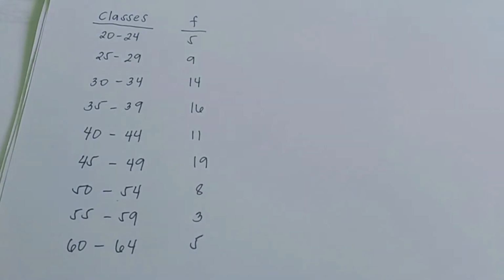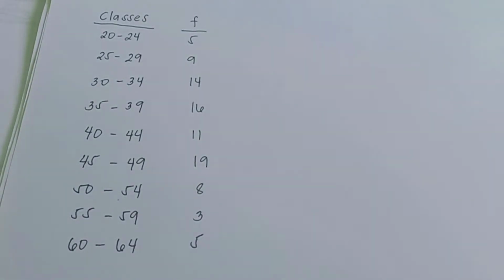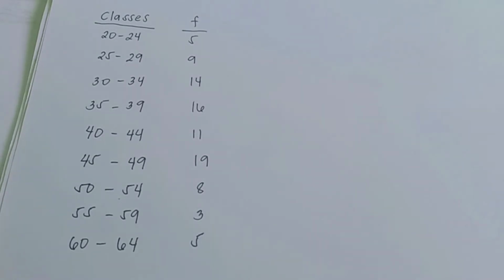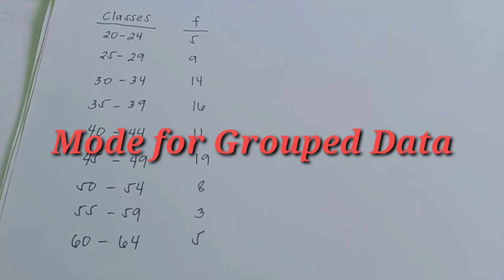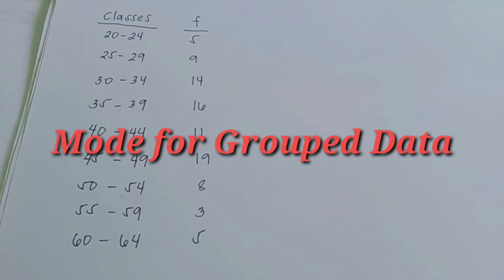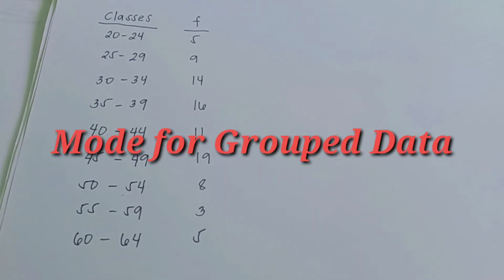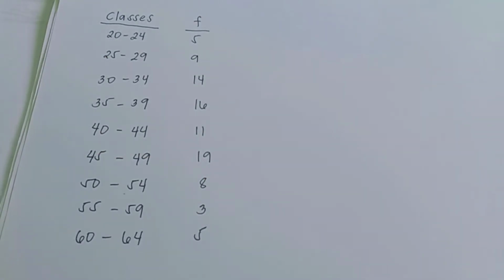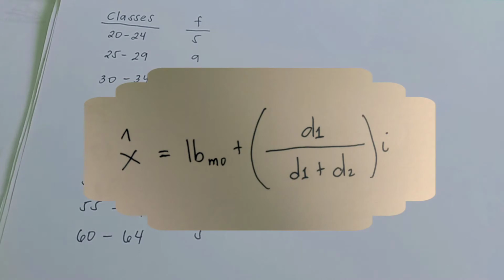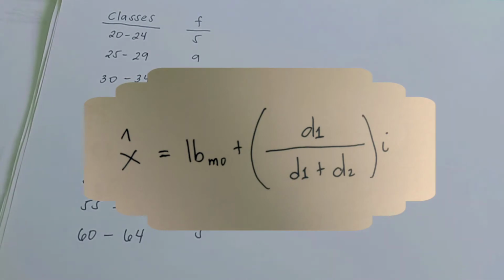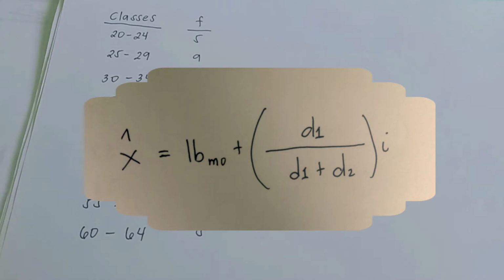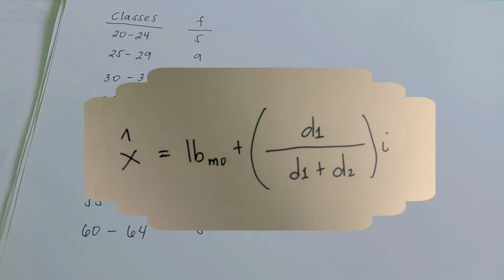Good day everyone. So in this video, we are going to find the mode for the group data. Okay, so in finding the mode for group data, we're going to use the formula. Mode is equal to the LB mode or the lower boundary mode plus quantity d sub 1 all over d sub 1 plus d sub 2 times the class interval.